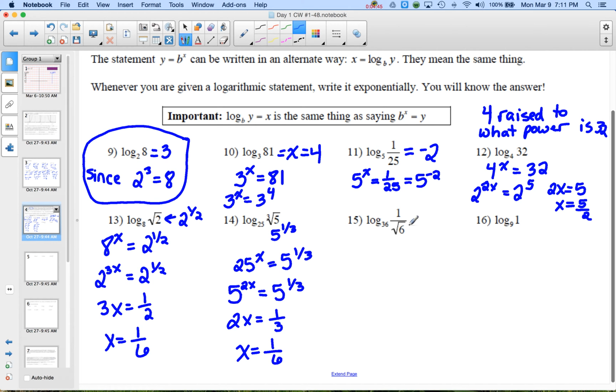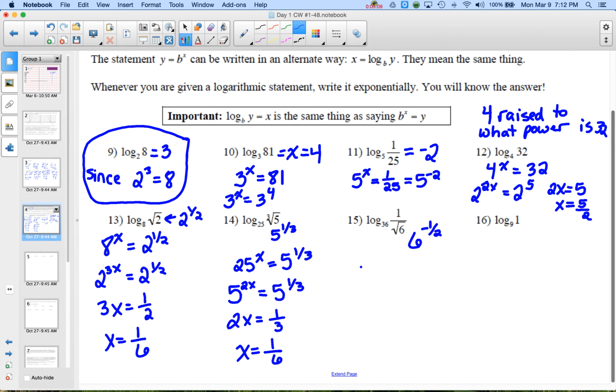On the next problem, I'm going to think of this as 6 to the 1/2 power, except it's in the denominator, which means that it's a negative exponent because it's flipped over. So it's going to be 6, instead of to the 1/2 power, to the negative 1/2 power because it's a square root, which means you have a rational exponent with a 2 in the denominator, and because it was the reciprocal, you have a negative exponent.